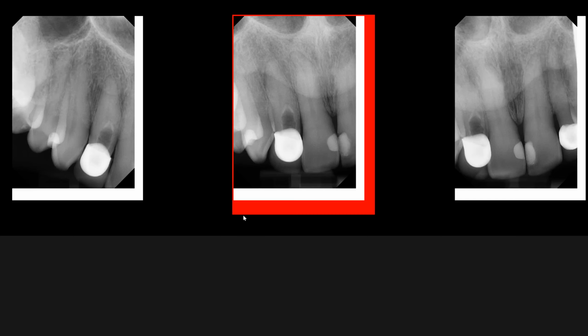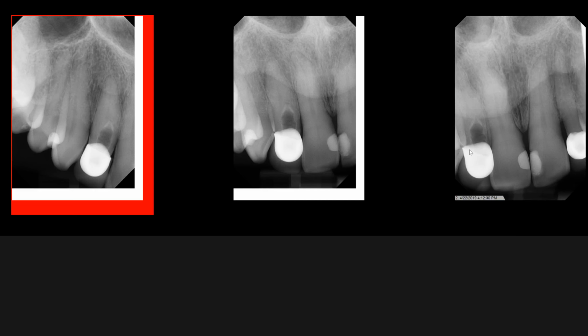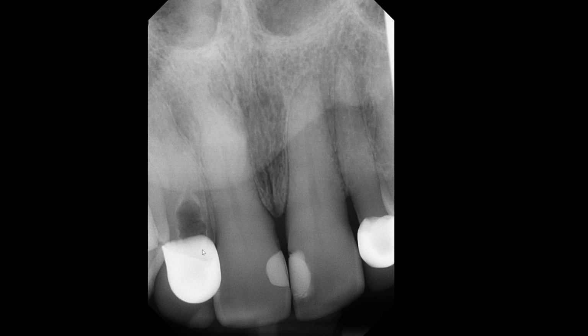Let's take a look at this in another view. Again, a thin radiopaque line along its border. Let's look here as well. Thin radiopaque line. Okay, so based on that, what is your differential diagnosis?